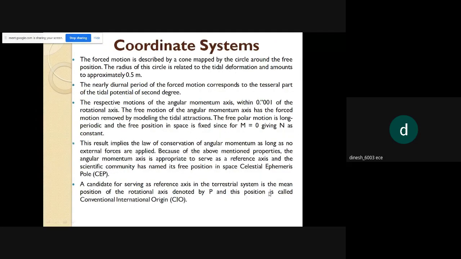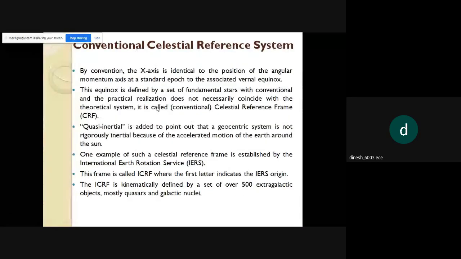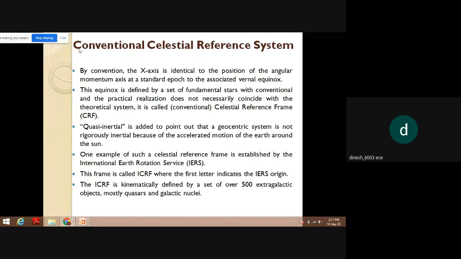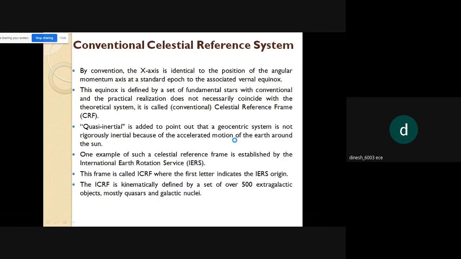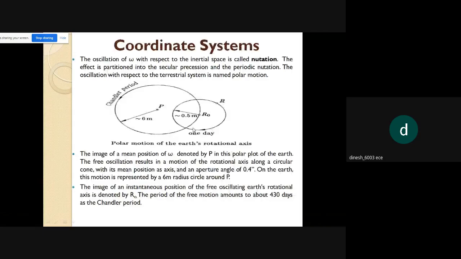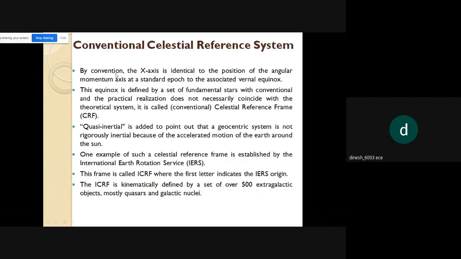After we have defined this conventional international origin, we have two reference systems with which we are going to work. One is the conventional celestial reference system. Another one is the conventional terrestrial reference system. These two reference systems lie as a basic fundamental with respect to this P, which can determine our coordinate systems information. In the celestial reference system, we'll be using celestial reference frames.